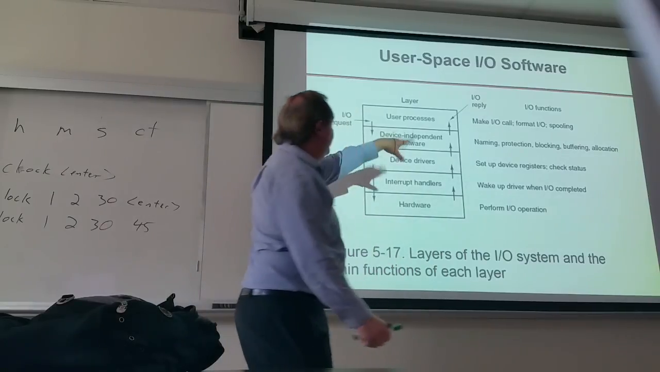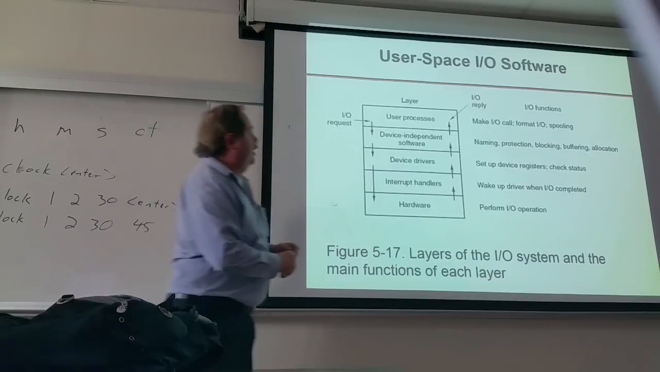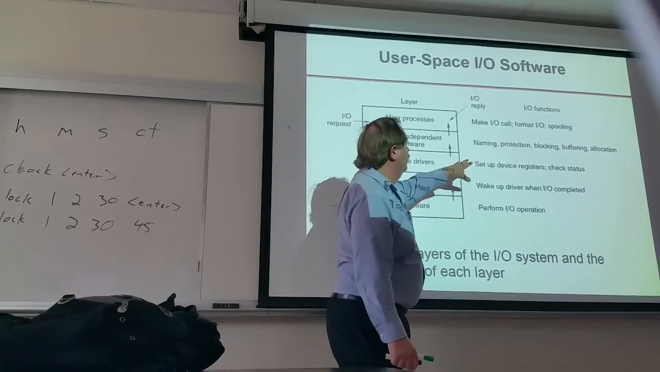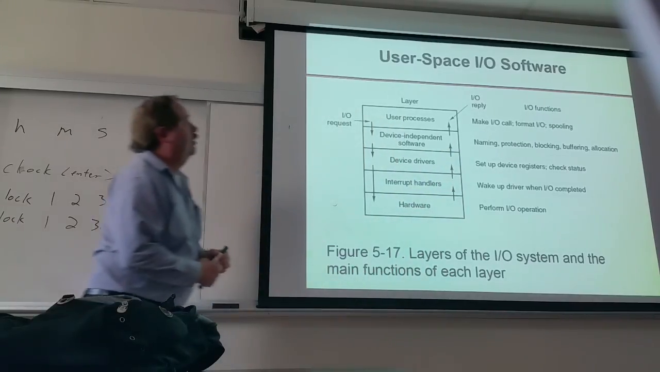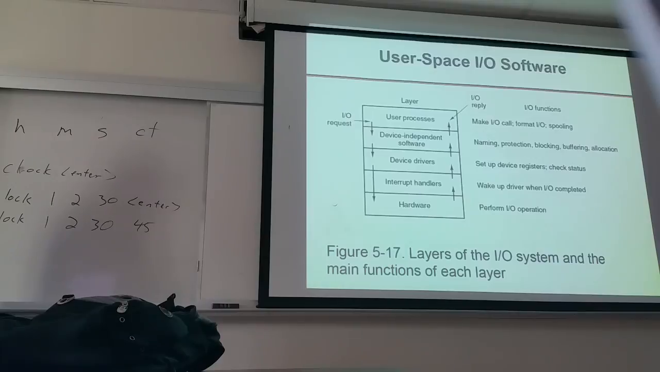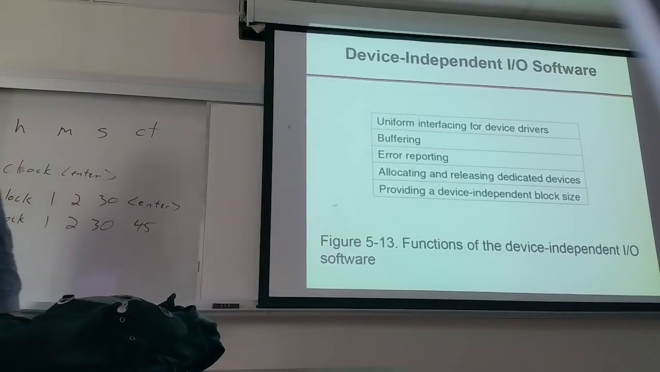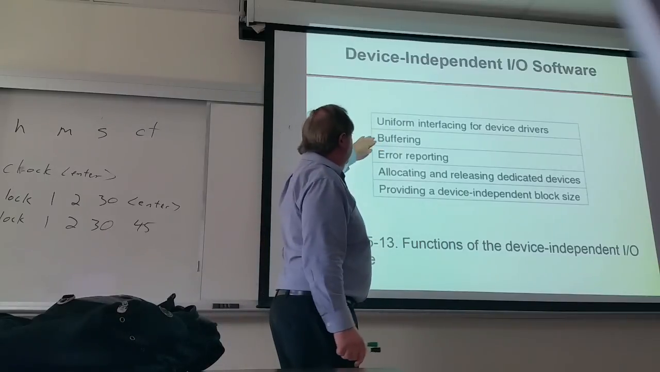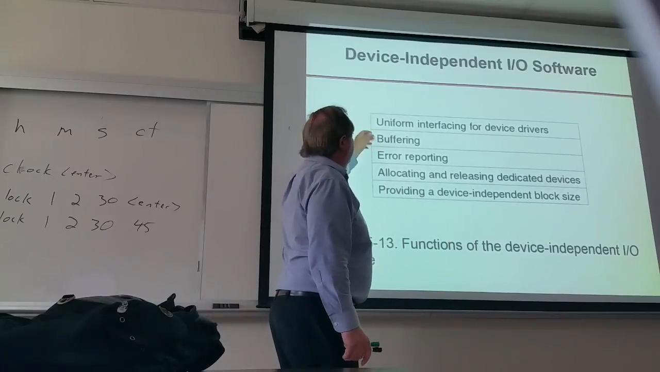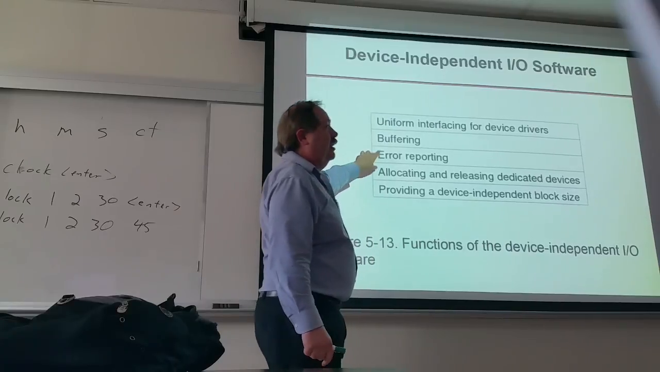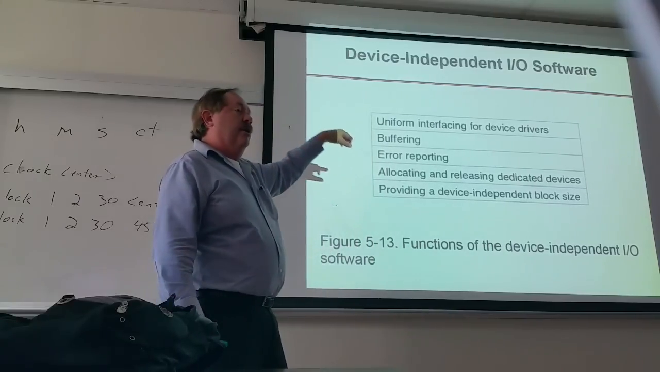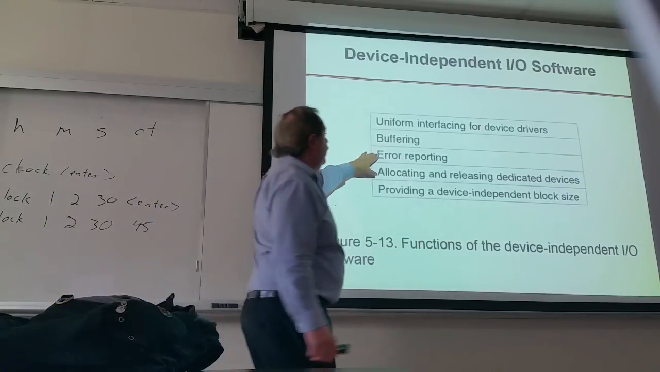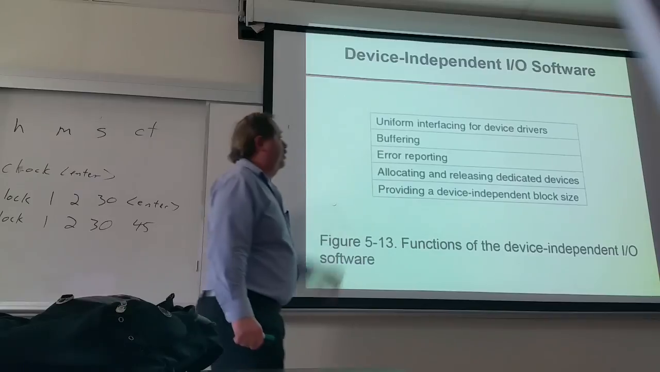Okay, so yes, more examples of stuff that would be in each of these different layers, which we pretty much talked through all those things before. Some other things in the device independent layer. In addition to the buffering, we also have the error reporting. Now that's not the same thing as a return error value from a system call. This could be additional information about this particular hardware device.